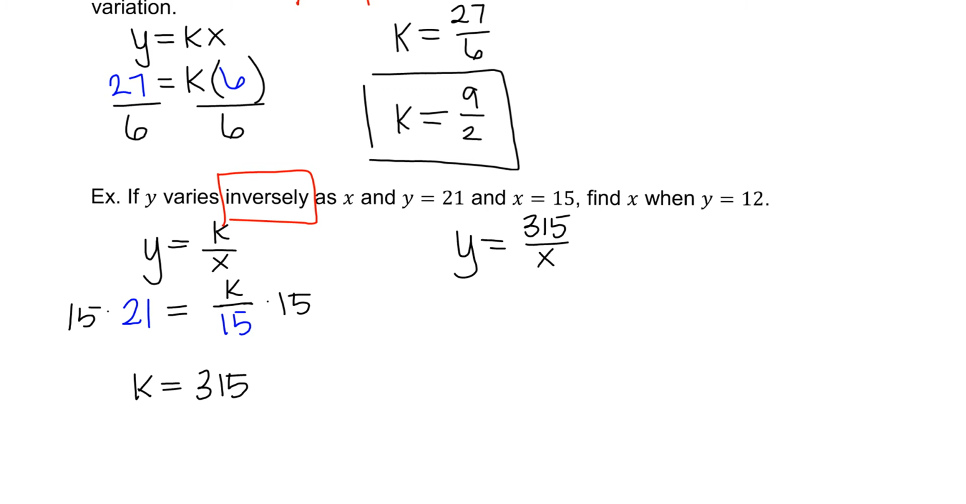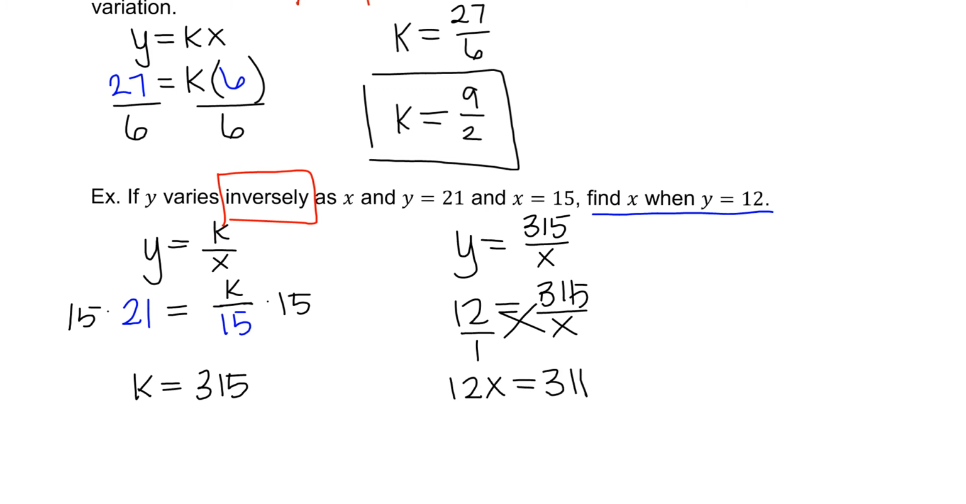So now that I know k, I can go ahead and answer the second part of my problem. Find x when y is 12. So I'm going to go ahead and plug in 12 for y. So 12 equals 315 over x. And now I want to solve for x. The easiest way to probably solve for x is go ahead and write 12 as 12 over 1 and cross multiply. So we get 12x equals 315. And then we're going to divide both sides by 12.